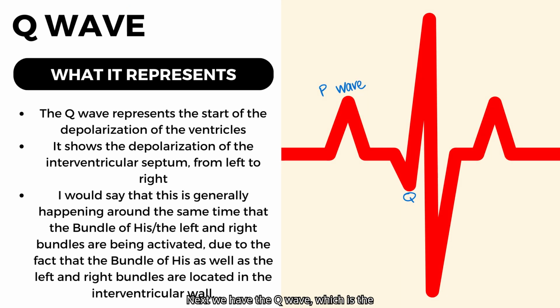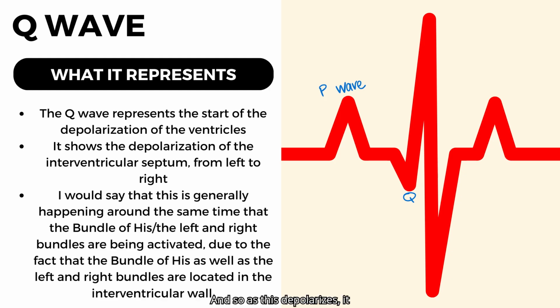Next, we have the Q wave, which is the first negative wave, or the first droop, as I like to call it, of the EKG chart. And so this Q wave is representing the start of the depolarization of the ventricles, because as we covered before, this middle section, which is the QRS complex, which I'll explain later, is the ventricular depolarization, as well as a hidden atrial repolarization. But here, what the Q wave represents is the depolarization of the interventricular septum, which is basically the wall between the left and right ventricle.